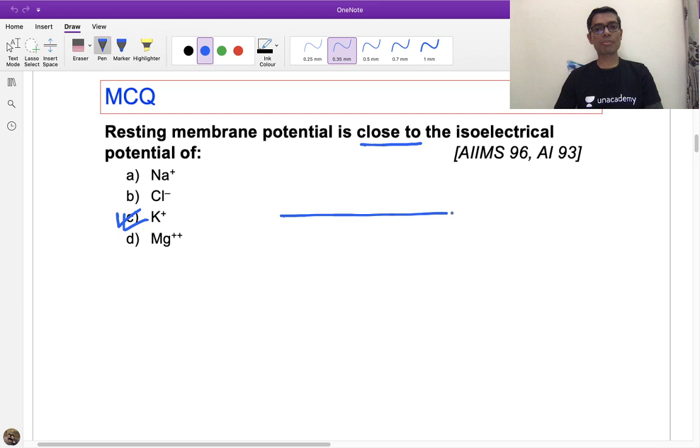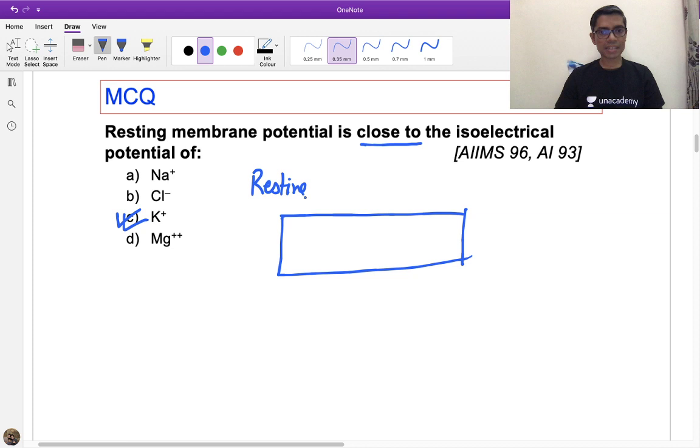Just now we have discussed in the previous MCQ that on a mammalian vertebrate cell, in resting condition, how many ions are permeable? Number one, potassium is permeable. Number two, sodium is permeable. Number three, chloride is also permeable. Note down. So we are discussing the RMP, resting membrane potential.